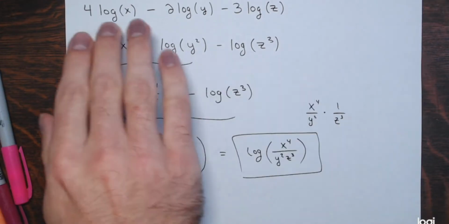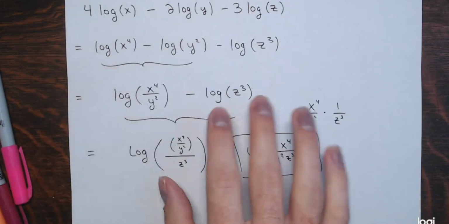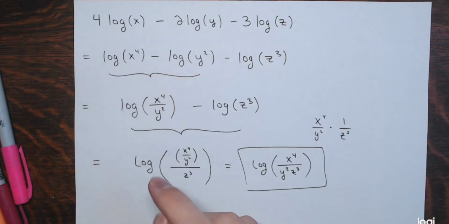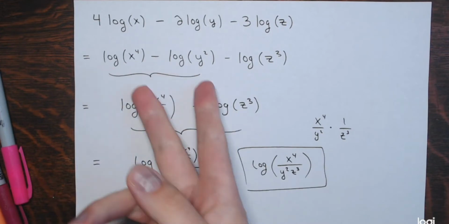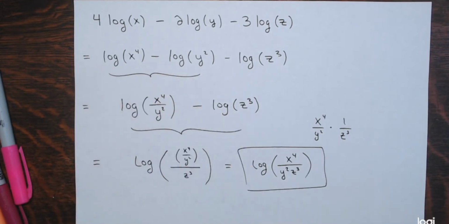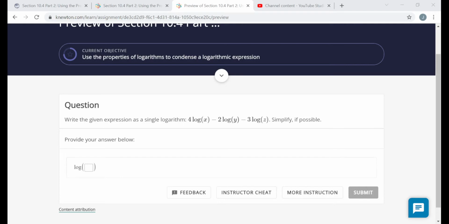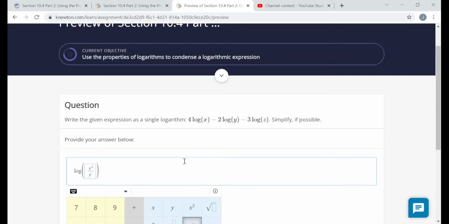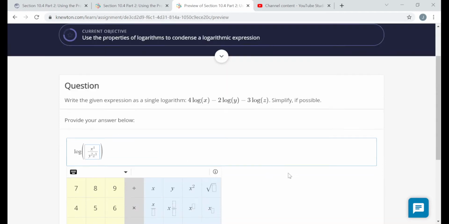So it's use the power rule, put some numbers inside as powers, then going from left to right, taking two terms at a time. If it's a sum, you're using the product rule. If it's a difference like these were, you're using the quotient rule, quotient property. Now they gave us the single log already, and we just have to enter the argument. The numerator was x to the fourth, divided by, and the denominator of this argument was y squared times z cubed. And that should be good.